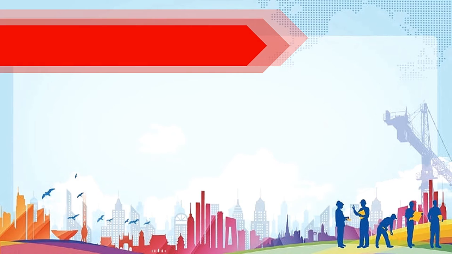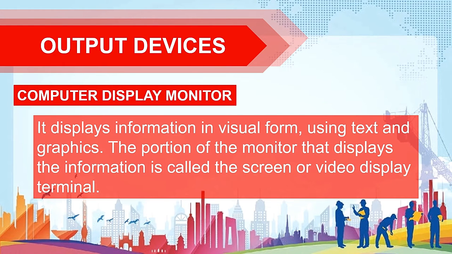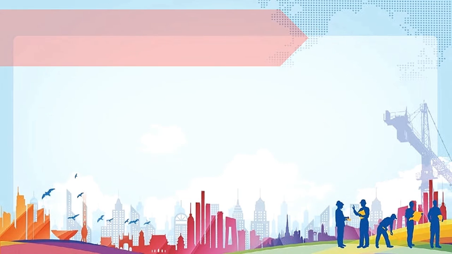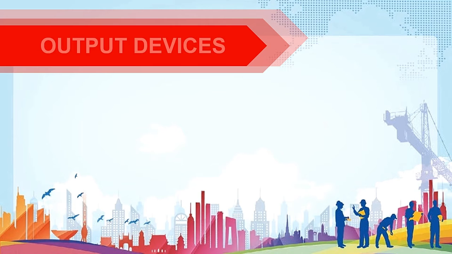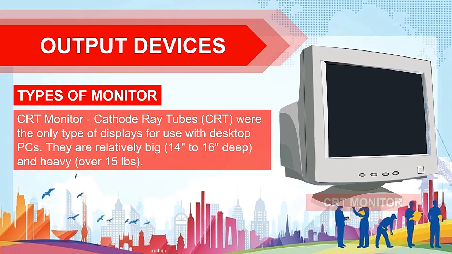Computer display monitor displays information in visual form using text and graphics. The portion of the monitor that displays the information is called the screen or video display terminal. There are 3 types of monitor. We have the CRT monitors or cathode ray tubes. They're the only type of displays for use with desktop PCs. They are relatively big and heavy.